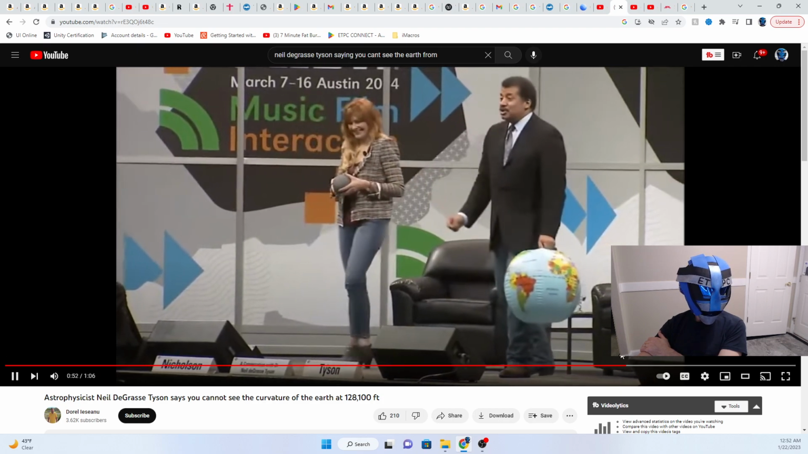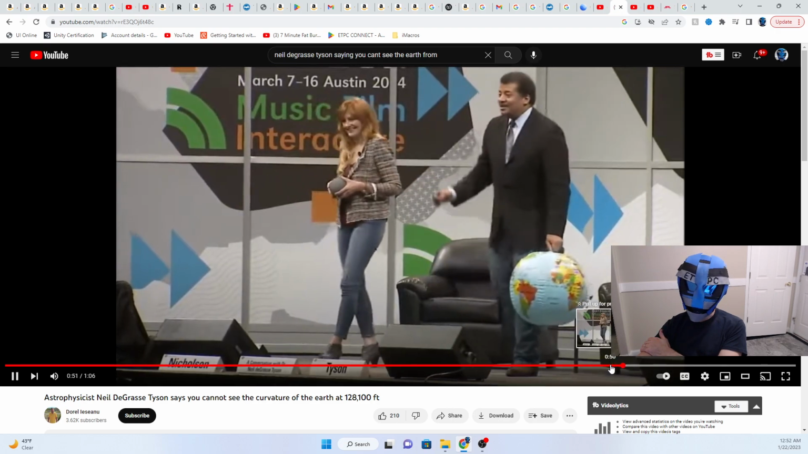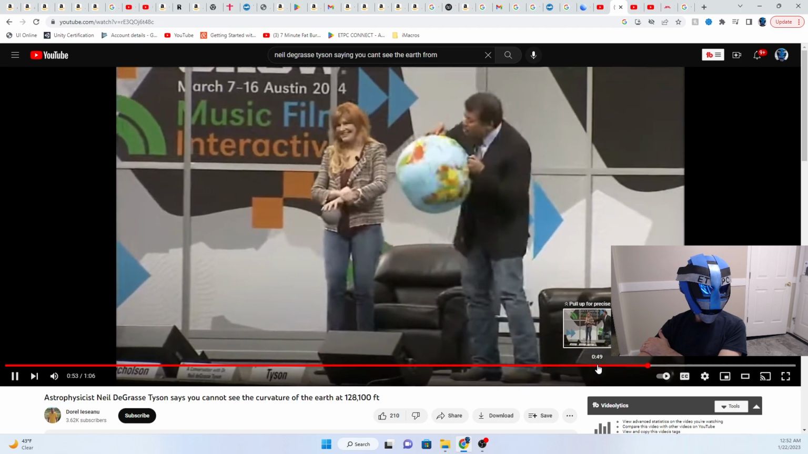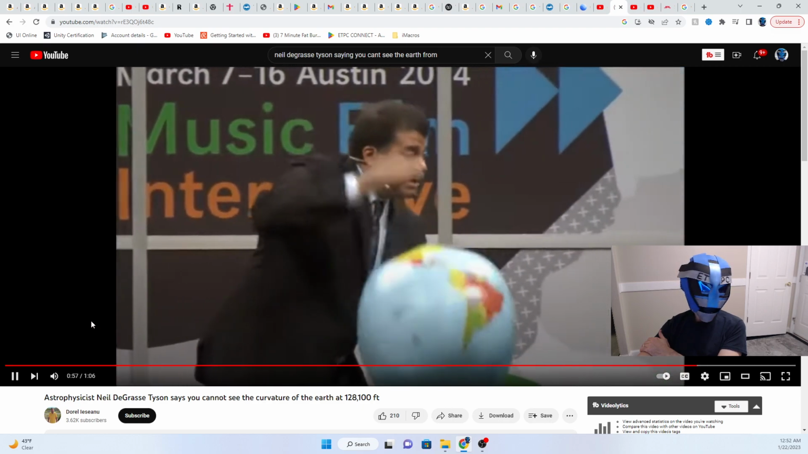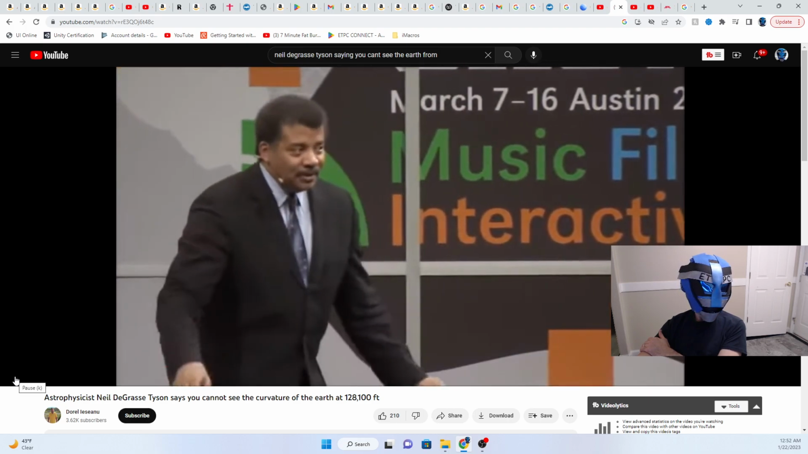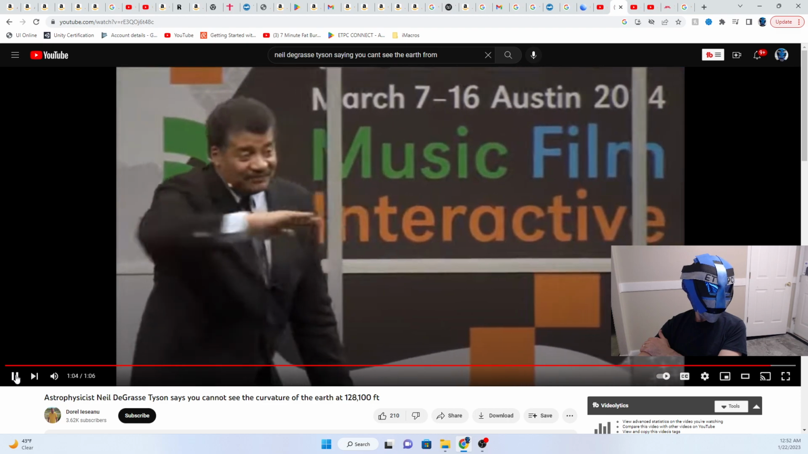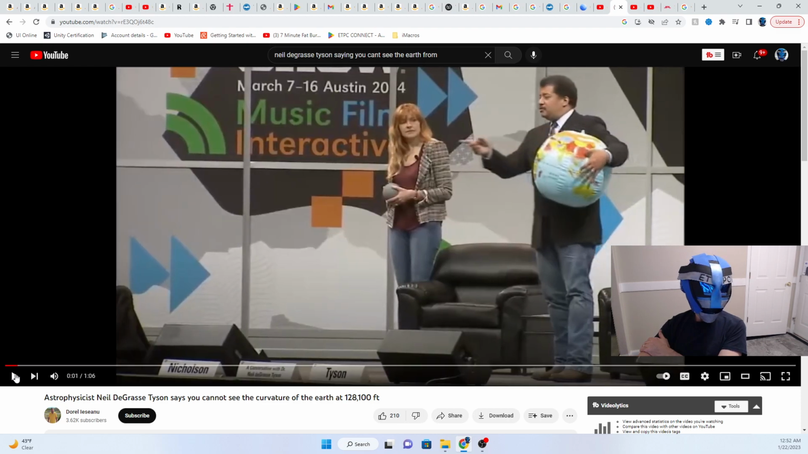At that height, you don't see the curvature. You don't see the curvature of the Earth if you are 2 millimeters above this beach ball. You just don't. That stuff is flat. All right, that's pretty clear.